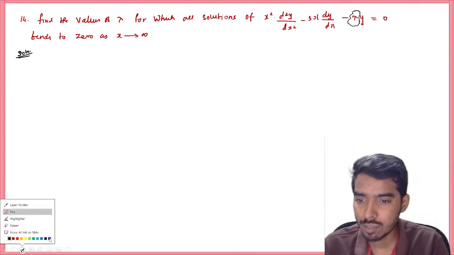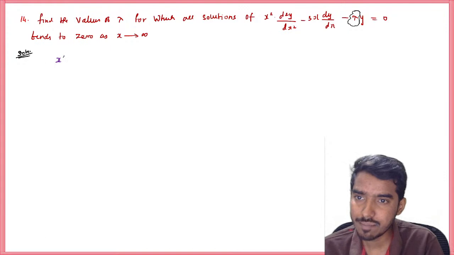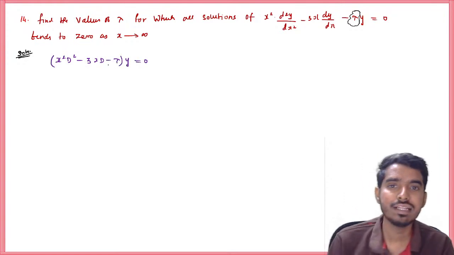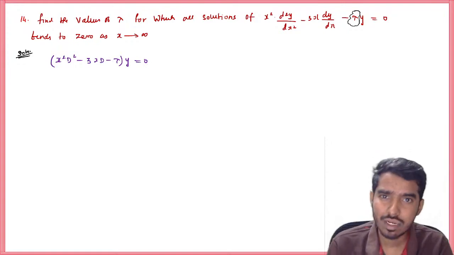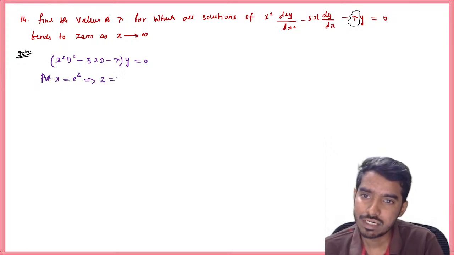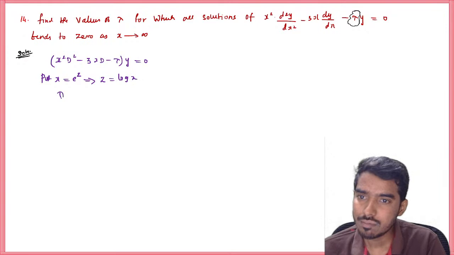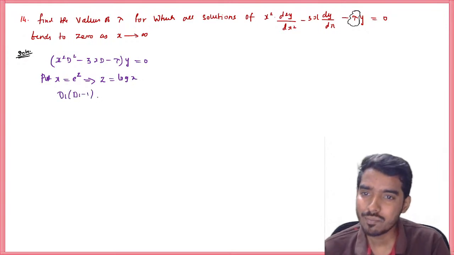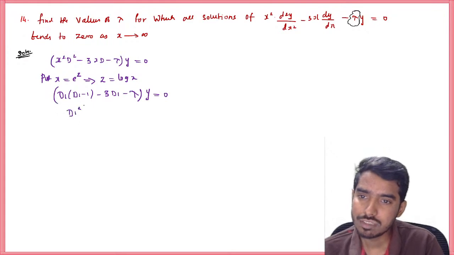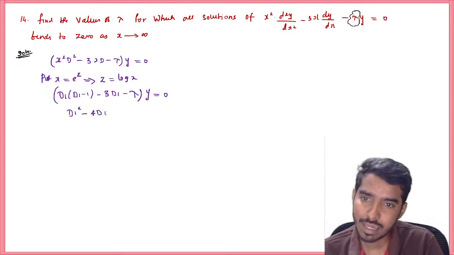Super. So we'll do this problem now. This given equation is x square d square y minus 3 times x dy minus lambda y is equal to 0. It is a Cauchy Euler equation. Put x is equal to e power z. So this implies z is equal to log x. This will become D1 into D1 minus 1 minus 3 times D1 minus lambda of y is equal to 0. So we have D1 square minus D1 minus 3D1, it will be minus 4D1 minus lambda of y is equal to 0.